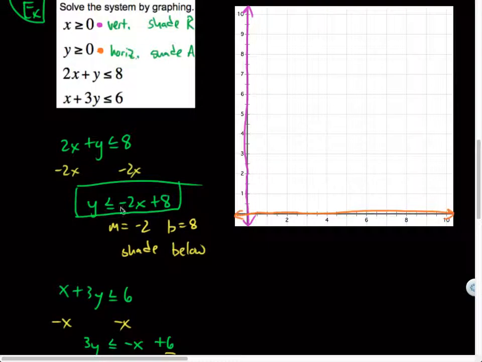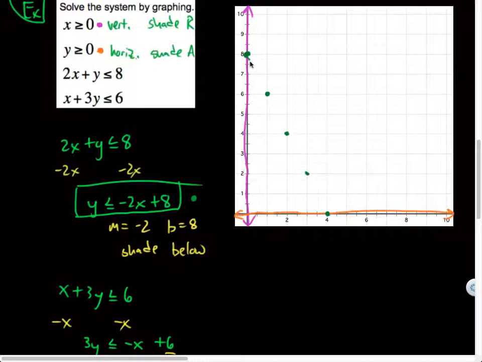Let's see, y is less than or equal. We'll make this one green, why not? Y is less than or equal to negative 2x plus 8. That's a y-intercept at 8, a slope of negative 2. So down 2 and over 1. Okay, so something like this right here. Down 2 over 1, down 2 over 1, down 2 over 1.